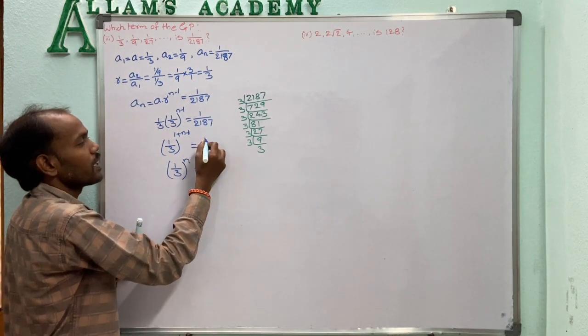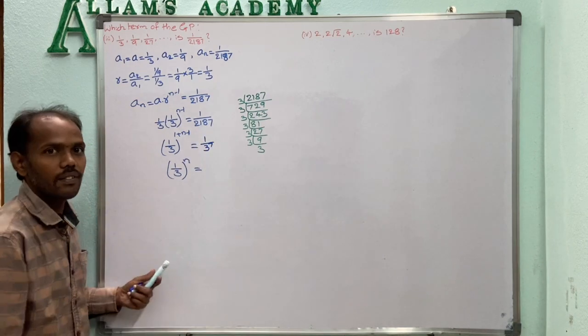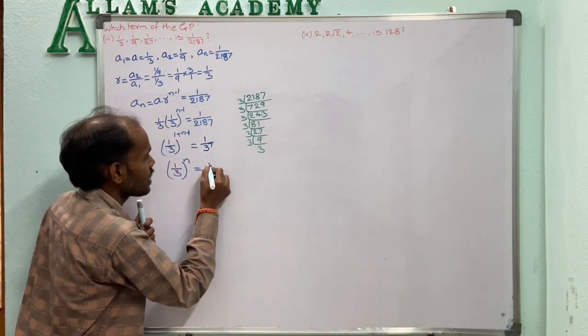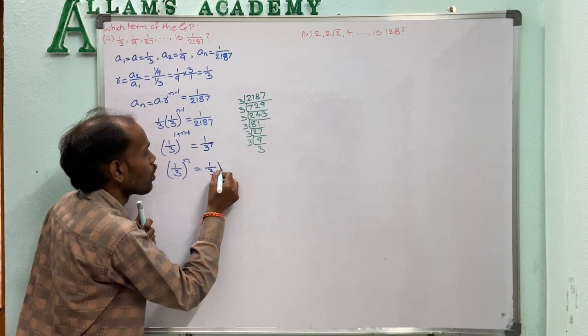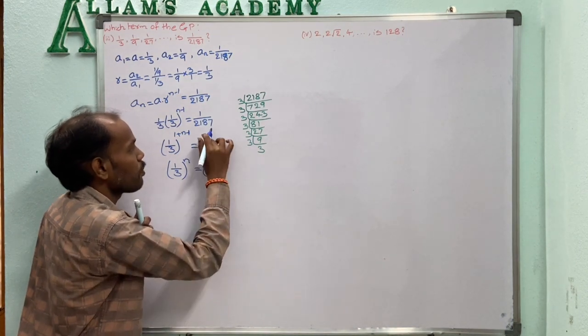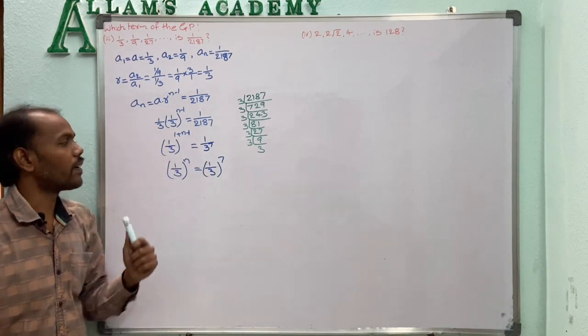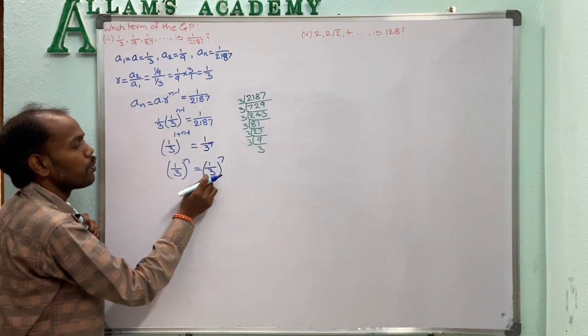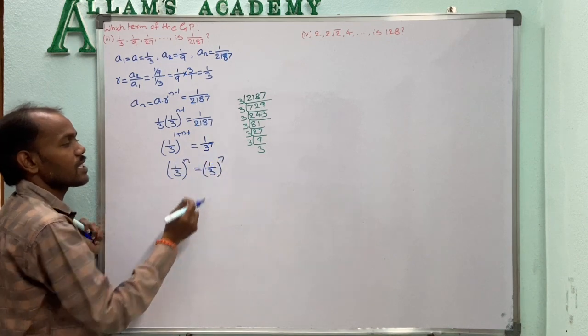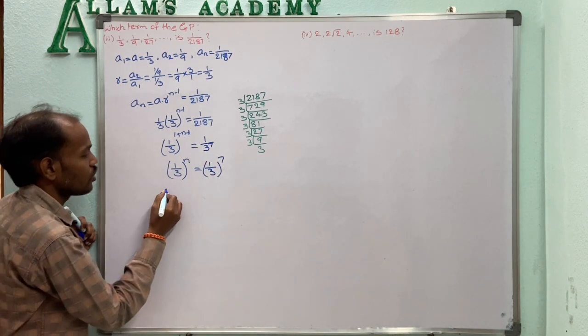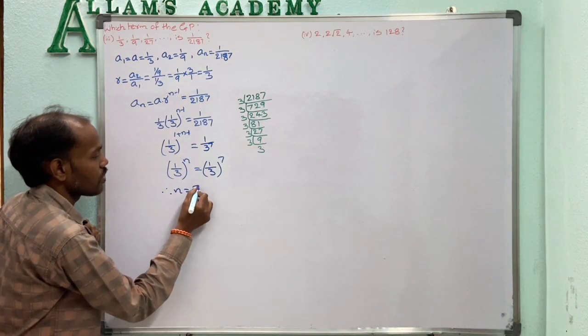So 1/3 power 7 means 1 power 7 is 1 only. That means we write this as (1/3) whole power 7. So a power m by b power m is nothing but (a/b) whole power m. Now here we observe both bases are the same. If the bases are the same, then the exponents are equal. Therefore n equals 7.